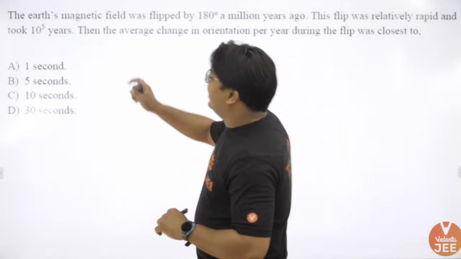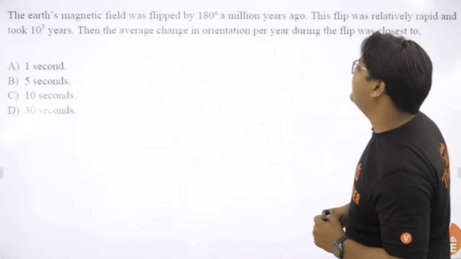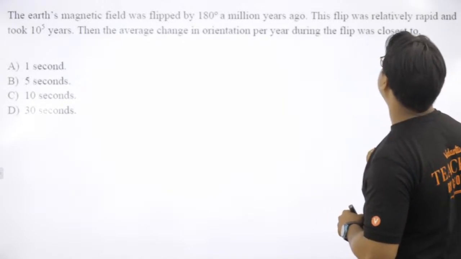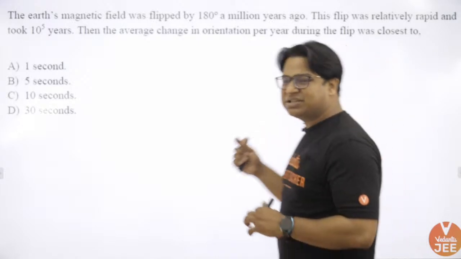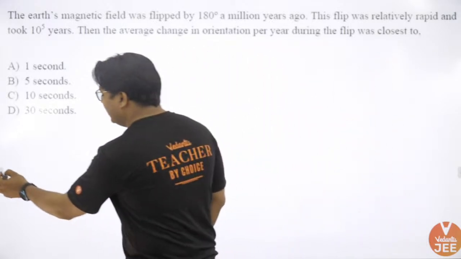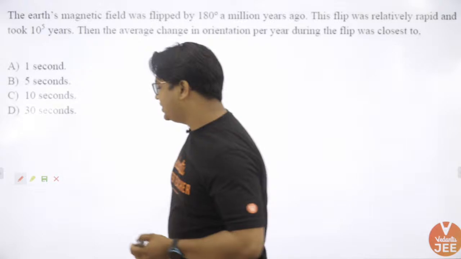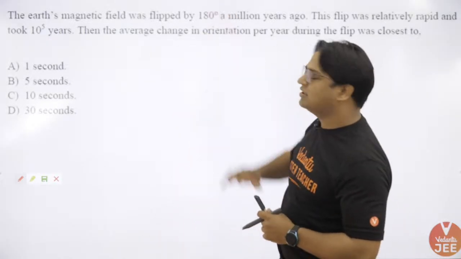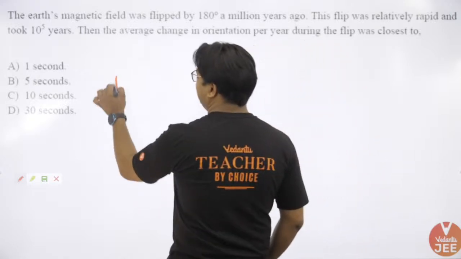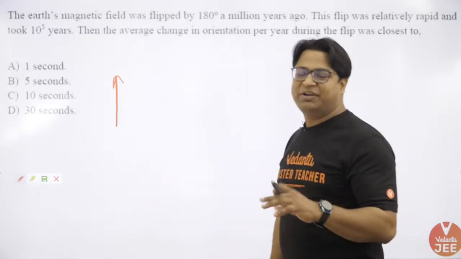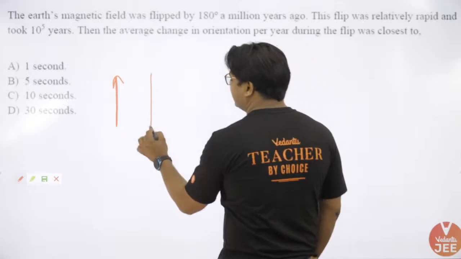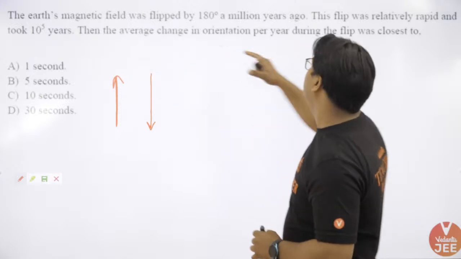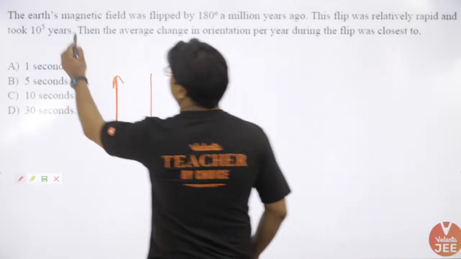Please bear with me. Alright, now the question says Earth's magnetic field was flipped by 180 degree a million years ago. This flip was relatively rapid, and so guys, some information is given to us, but eventually if I try to understand what is expected of me in this question, eventually we have been given that something changed its direction. Alright, that something was Earth's magnetic field, but that is not of any concern. So something changed its direction by 180 degree, and it did so in this much amount of time.